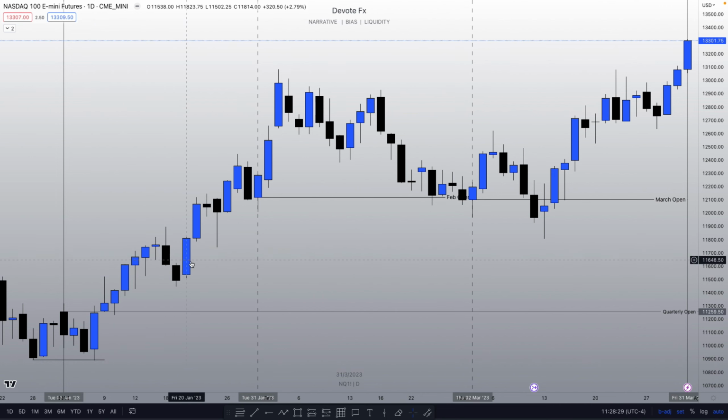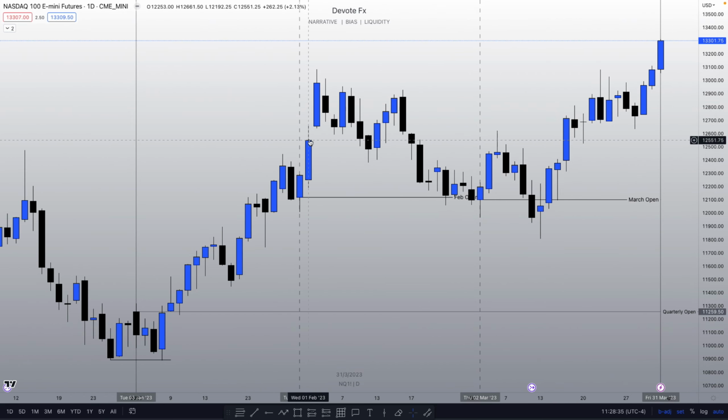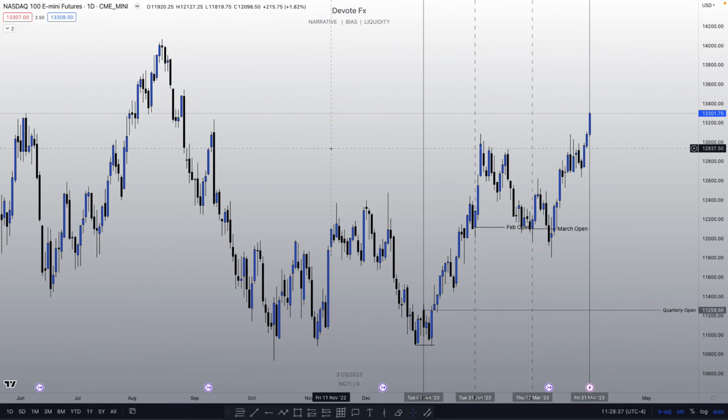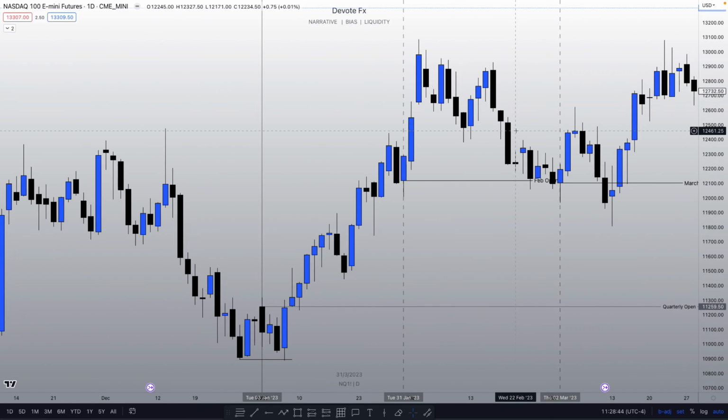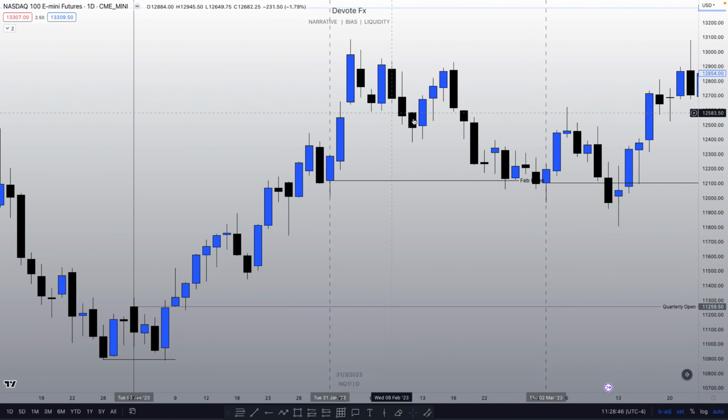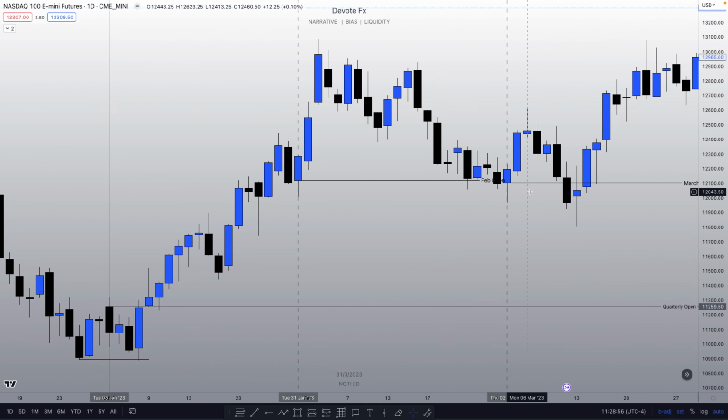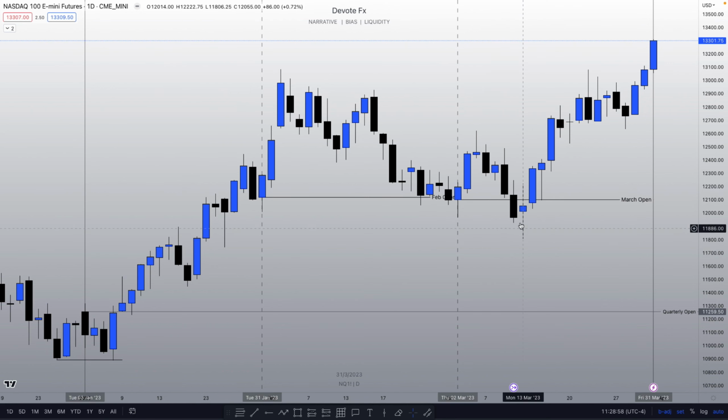Displacement, fair value gap, return, impulse. Accumulation off an old order block here. Accumulation below previous month high. Price displaces lower. Takes out previous month low. Accumulating below March open.